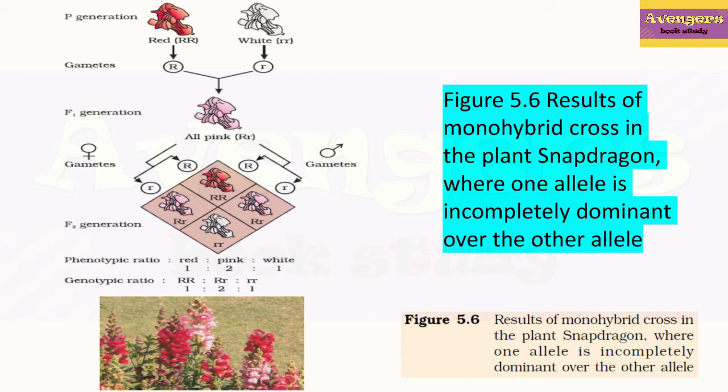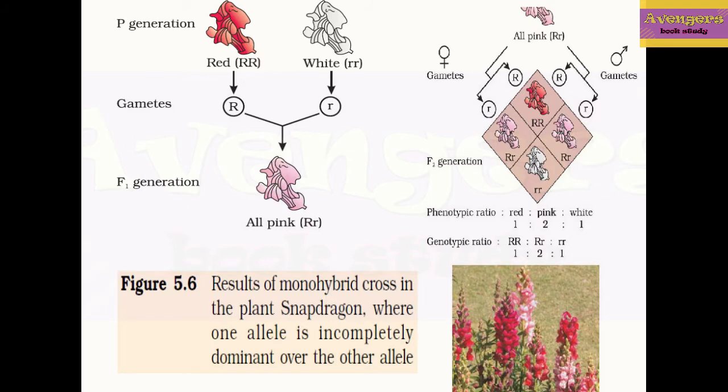Figure 5.6: Results of monohybrid cross in the plant snapdragon, where one allele is incompletely dominant over the other allele.